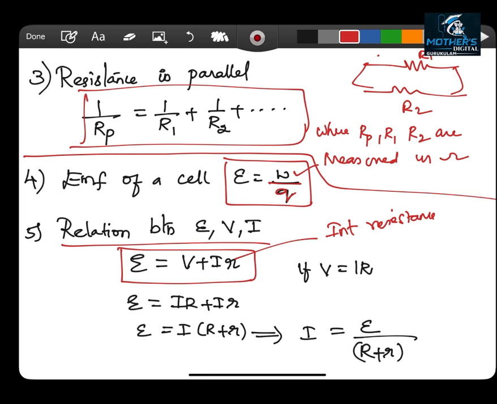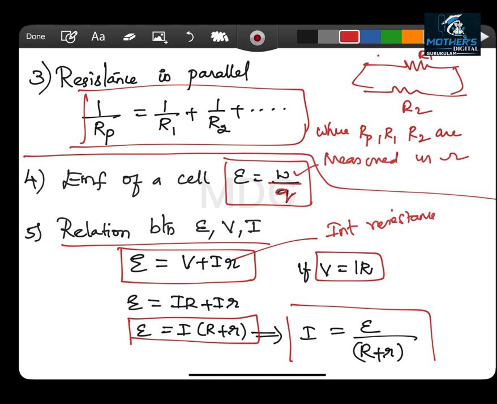Capital V is the potential difference across the terminal or outside the terminal, which can be written as V equal to IR. Substituting this, we'll get epsilon equal to I, open the bracket, R plus r. From this, I can write I equal to epsilon by (R plus r).